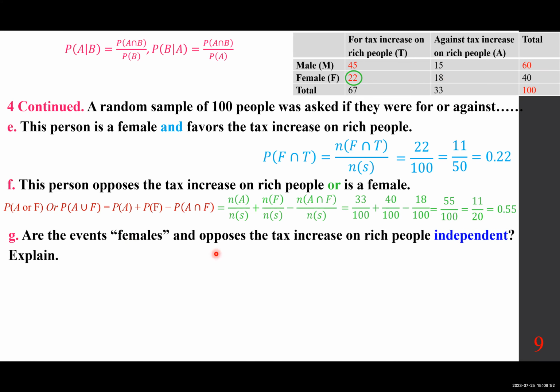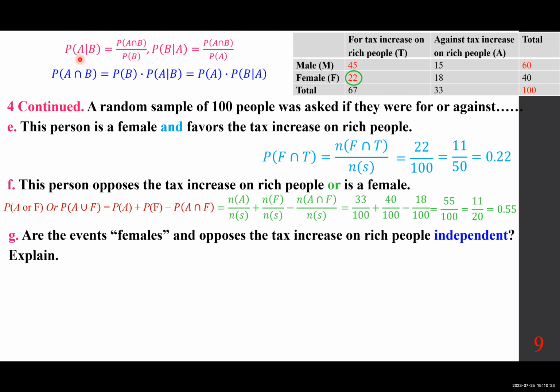Are the events females and opposes the tax increase on rich people independent? Explain. Now, I want to give you the definition of independency, but it's pretty hard to really follow. Here's the independence definition. First and foremost, if you look at this, probability of A intersection B becomes the product of these two. So probability of B times probability of A given B.